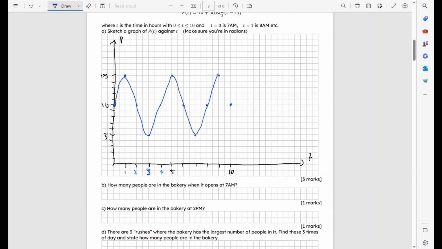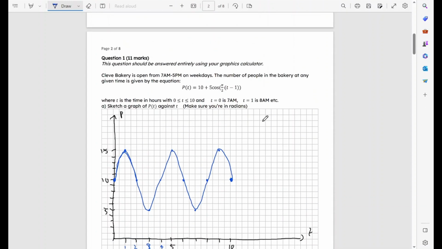Try and make sure your graph looks pretty smooth there. And we don't need an arrow on the end because the bakery actually does close when t equals 10, so it doesn't keep going. We'll label our equation with the appropriate function there. So that's going to be p of t equals 10 plus 5 cos of pi over 2, t take 1. All right, there we go.